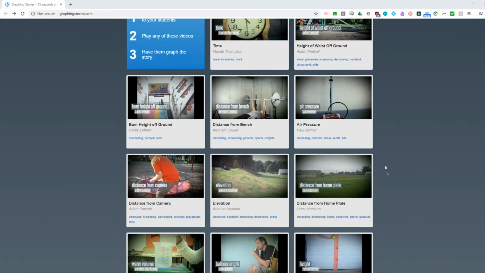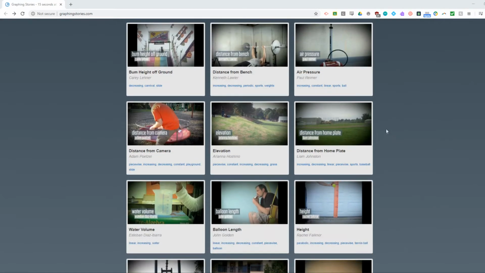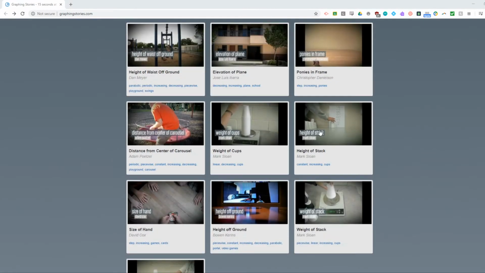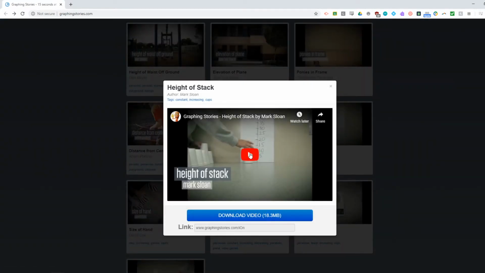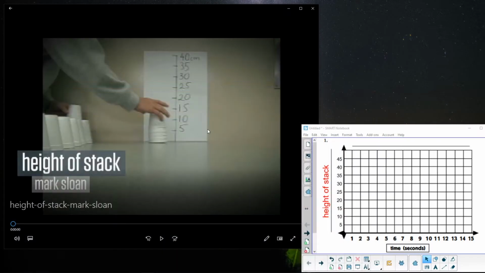You could be experimenting with some of these in a bit, but the one we're going to do together right now is I'm going to use this height of stack. Okay, so height of stack of cups. So we're going to hit play here. I brought it here separately.